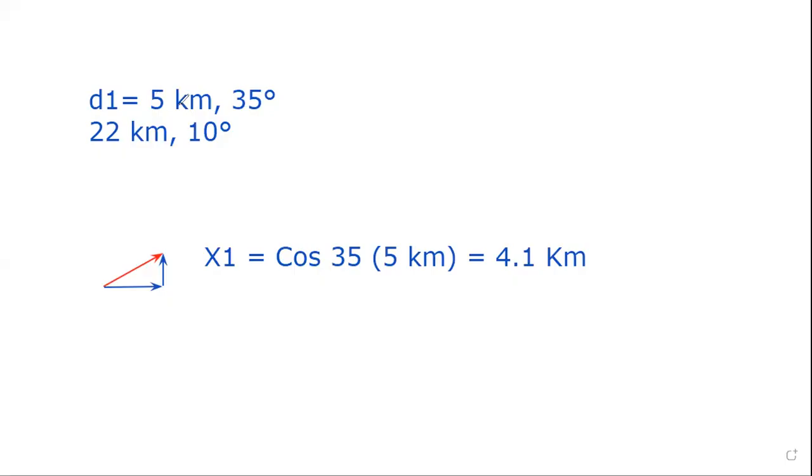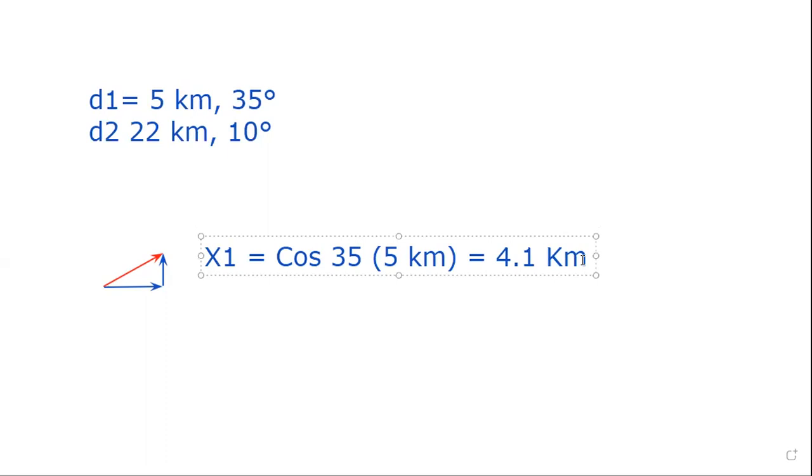So D1 is 5 kilometers and 35 degrees, and D2, which I forgot to put here, is 22 kilometers at 10 degrees. If I take the first one, D1, 5 kilometers northeast at 35 degrees, I have to find X and Y for it. X is the adjacent leg, so I use cosine of the angle times the hypotenuse, which is 5 kilometers. After I do that, I get 4.1 kilometers.